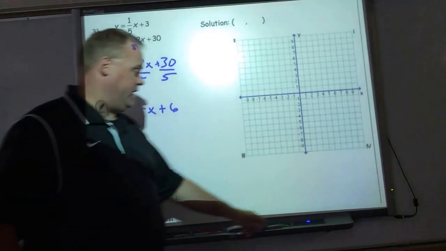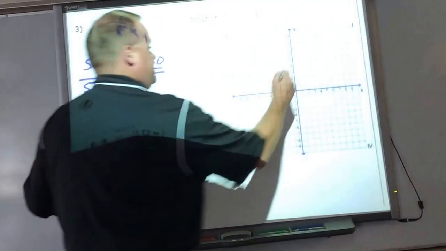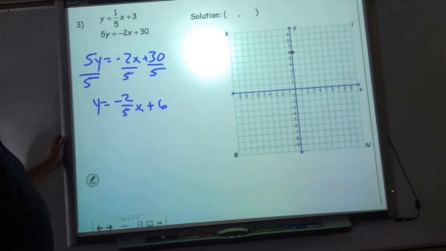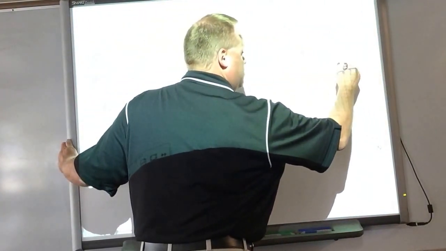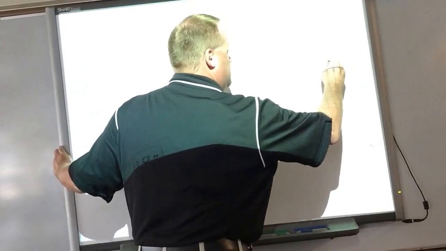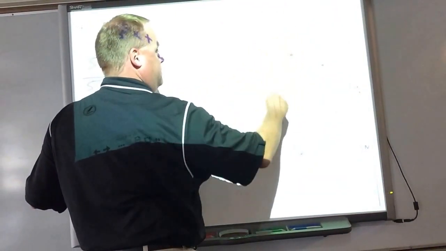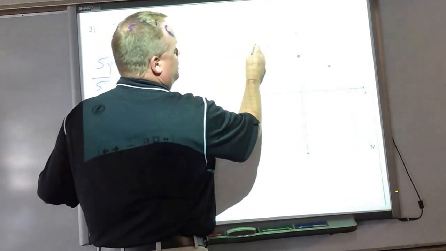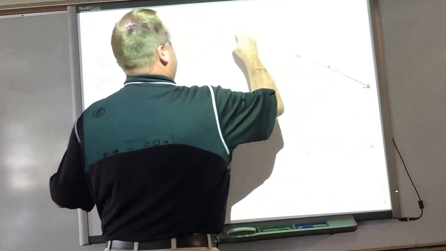So that tells me that I can graph this at the y-intercept of positive 6, and my slope is negative 2 over 5. Down 2, over 5. Where are you, 5? There you are. And I can go up 2 but left over 5. Up 2 over 5, and draw my line.